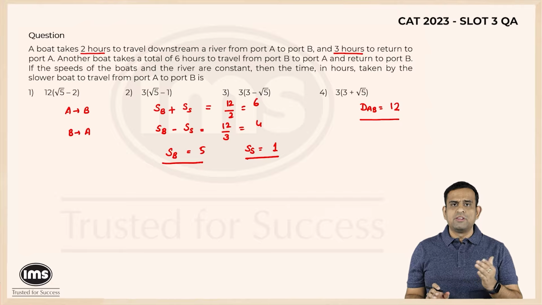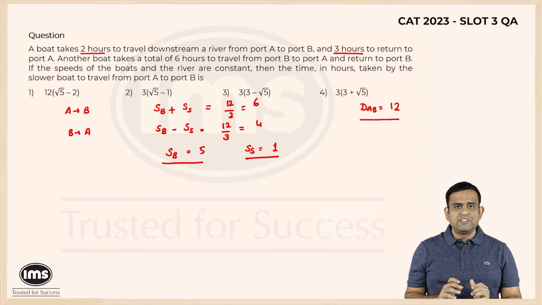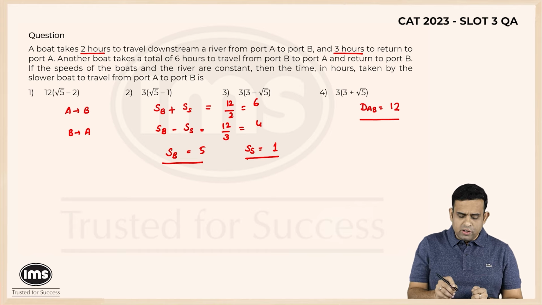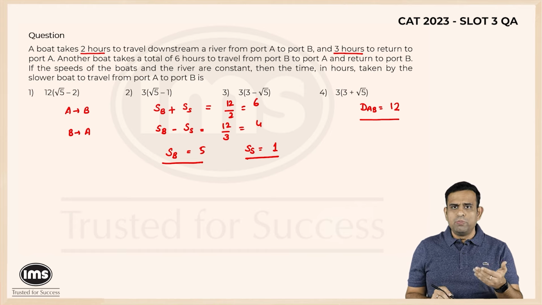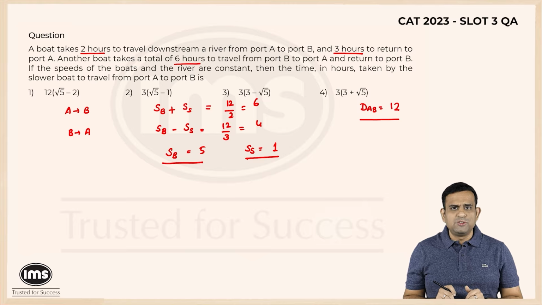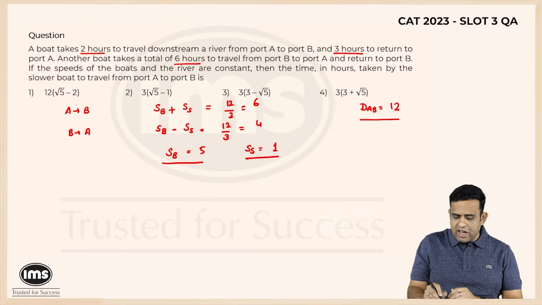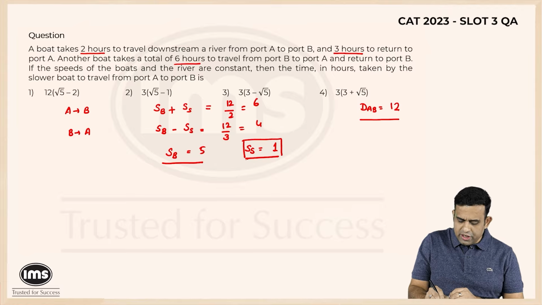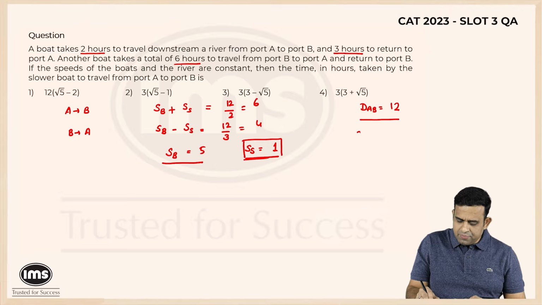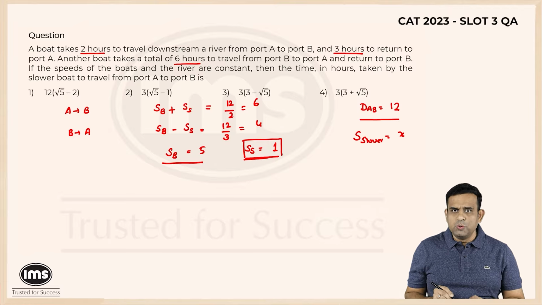Now, if I look at the other boat, the slower one, which takes a total of 6 hours. Now, why am I saying it's a smaller, slower boat? Because this particular boat takes 2 plus 3, a total of 5 hours. In this particular case, the time taken happens to be 6 hours. So the speed of the stream will remain constant, which I have taken to be equal to 1. And suppose I say the speed of the slower boat is equal to x.